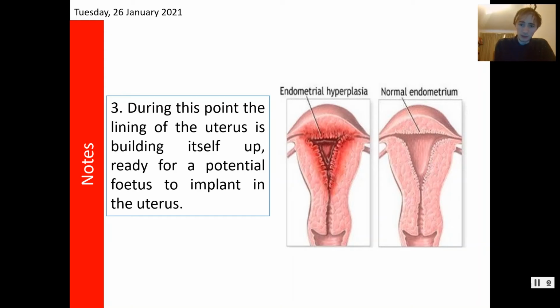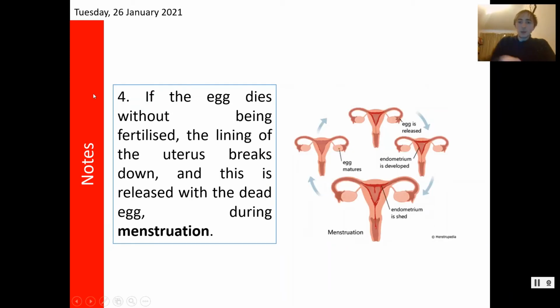We move on to stage 4. Now, we can't keep that lining there for all time. You might think, well, why don't we just maintain the lining as it is? Why do we keep growing new lining every month? And the reason is that just as it's a fantastic, great place for an embryo to grow, it's also a fantastic place for bacteria to grow.